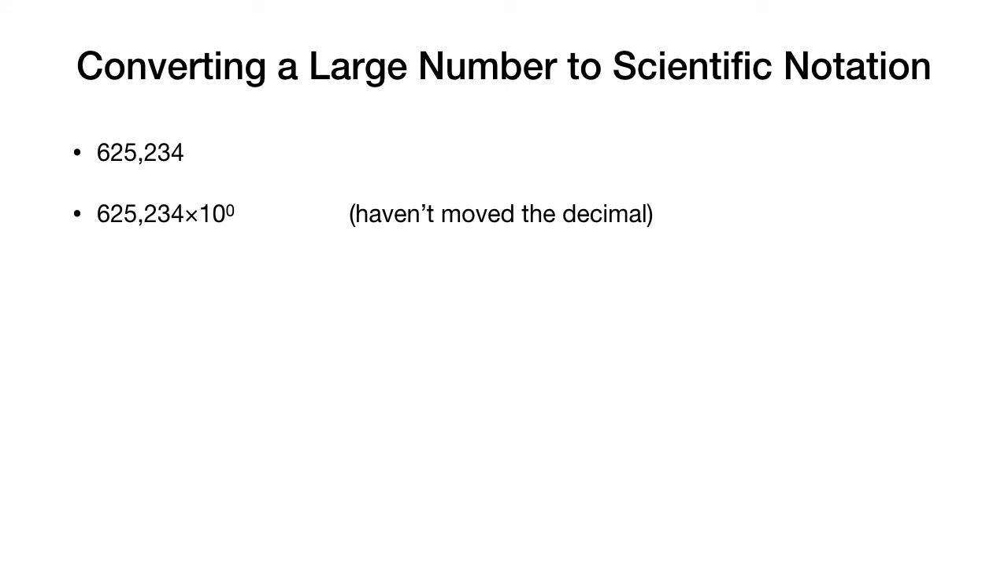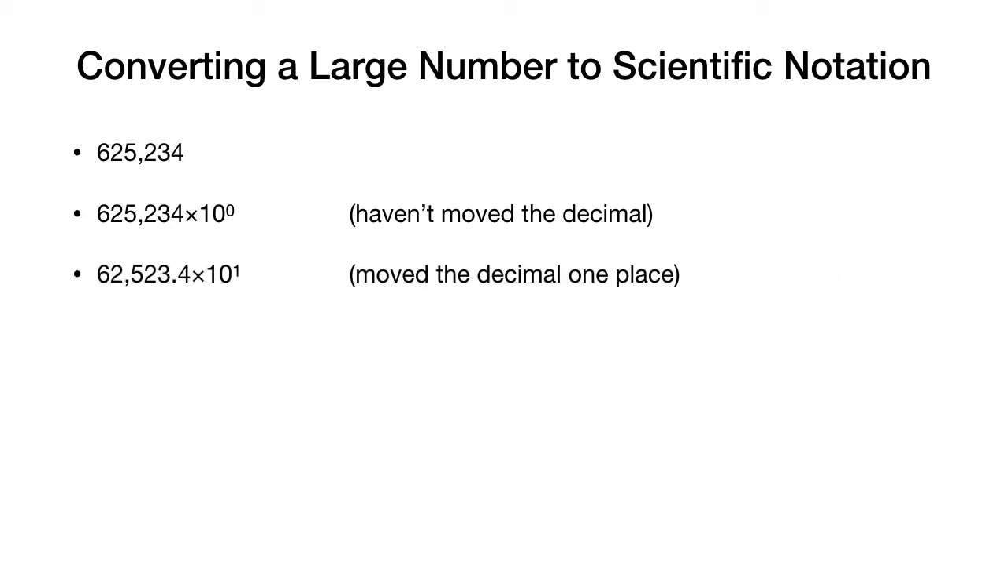And so we're going to say 625,234 times 10 to the zero power. Now remember, anything raised to a zero power is actually just the number 1. So we're just multiplying this number by 1, so it's the same number. In other words, remember the power is how much we move the decimal point to the right or to the left. And so far, we have not moved the decimal at all. So we are at 10 to the 0 power.